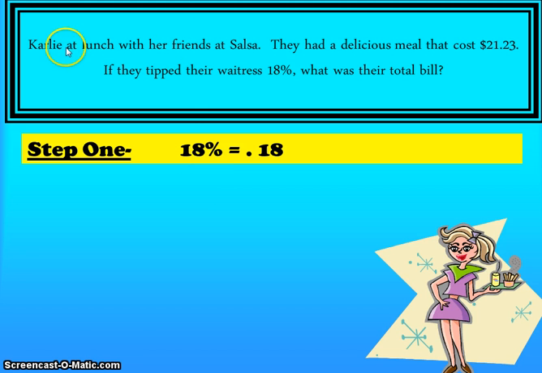So Carly ate lunch with her friends at Salsa. They had a delicious meal that cost $21.23. They said, well, we had good service, so we're going to tip the waitress 18%. What is their total bill? So a lot of times when you go to a restaurant and the bill comes, it'll give you an option if you're paying by debit or credit card to enter a tip percentage.